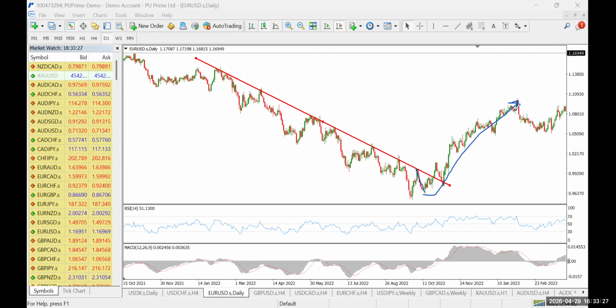So these are the characteristics of price, which is in line with what I've taught today: trend, retracement, continuation, and reversal.